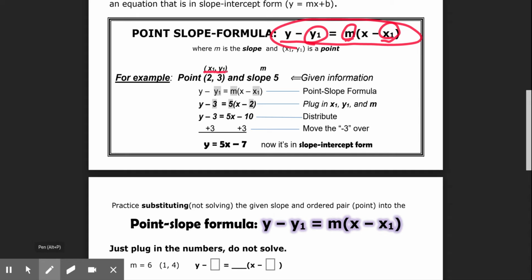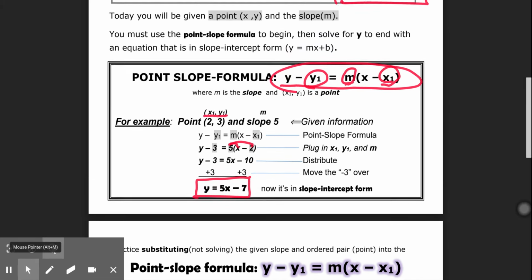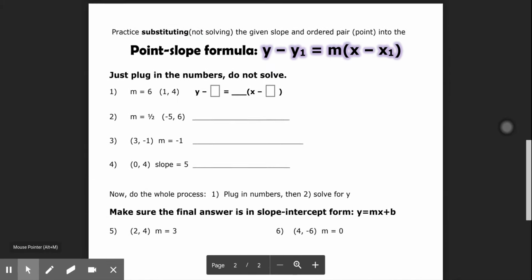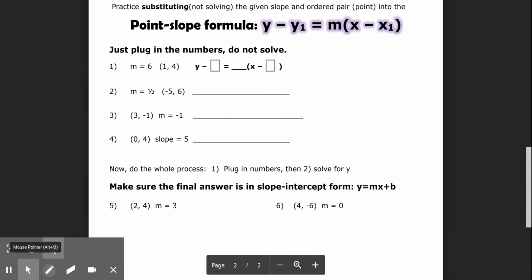And then you just go ahead and solve it, kind of like what we were doing before. You'll do the hippity-hoppity. 5 times x is 5x. 5 times -2 is -10. Add 3 to both sides, so y equals 5x minus 7. And it is in slope-intercept form. All right, so let's go practice on the back side. We're just going to practice the first part of it because that seems to be the most important right now.